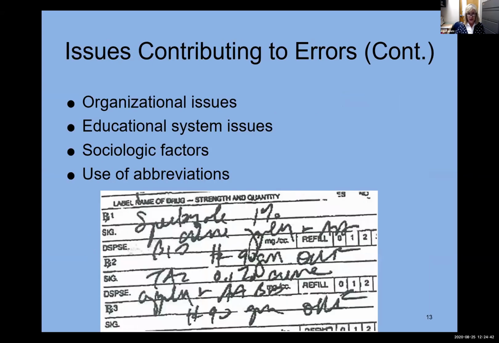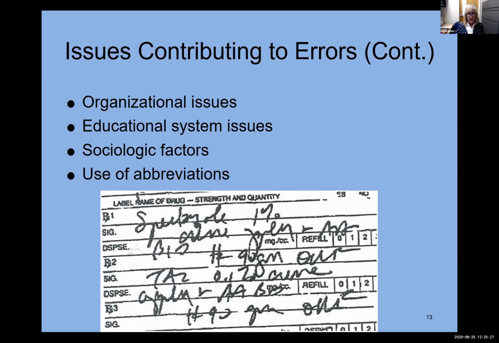Other issues that contribute to medication error: organizational issues. So again, the system, the way they do things. Like I said, the culture, like the nurse I was talking about that primed her tubing with the heparin. We certainly had an in-service after she did that about what was correct and what was incorrect in terms of priming tubing. Educational system issues, sociological factors. So again, a lot of this has to do with the culture of the facility where you're working, and the use of abbreviations. So again, another example of a physician's order that's very difficult to read.